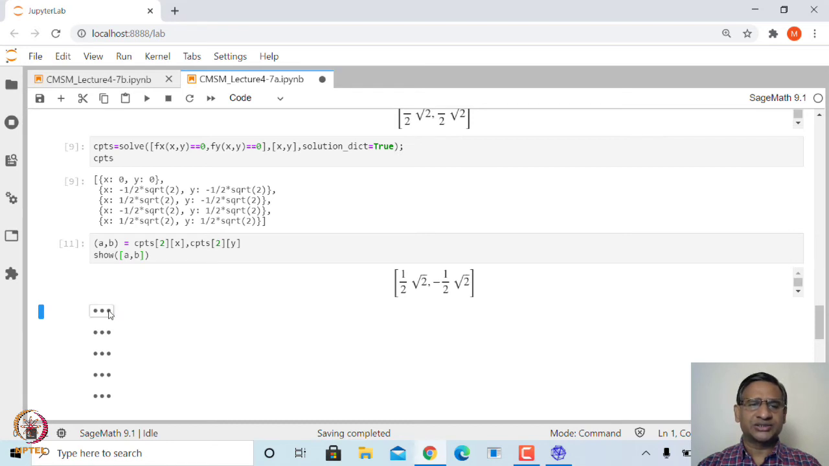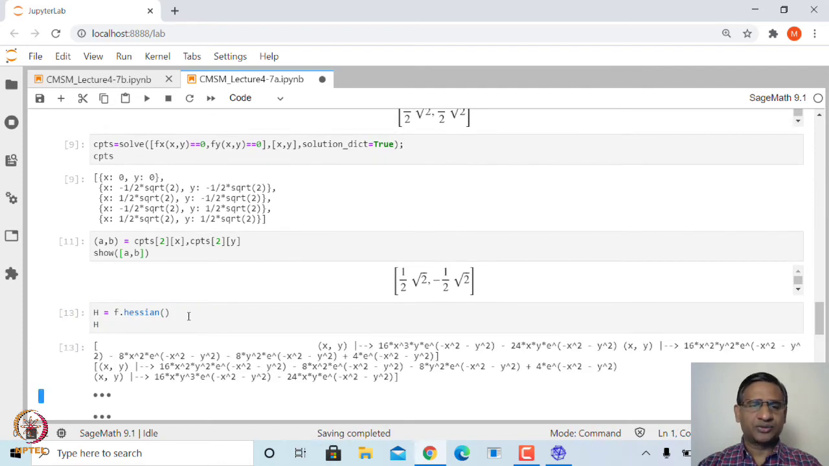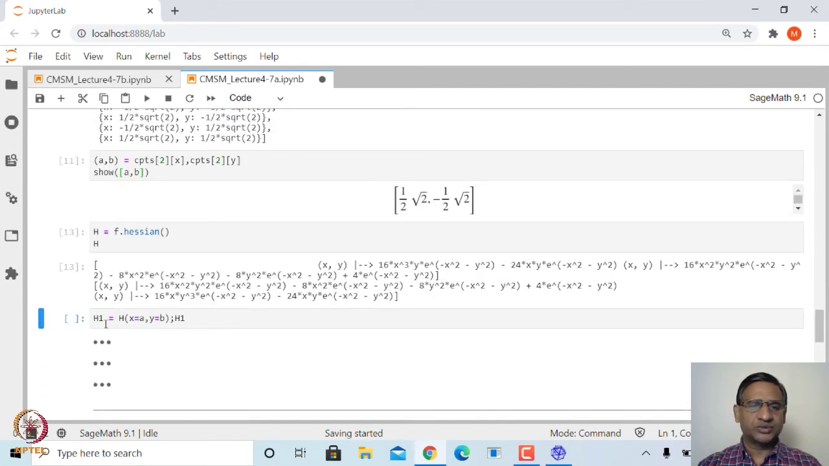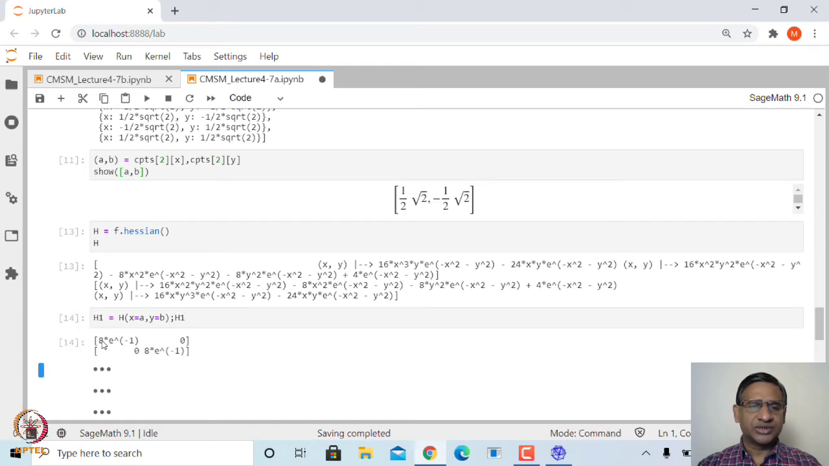At this critical point, let us look at what the Hessian is. You can obtain the Hessian in SageMath just using the f dot Hessian command. That will give you the Hessian as a function of x y. Now you can evaluate this Hessian at a b. Let me call that h1. H1 is Hessian h at x equal to a, y equal to b. So, that is the Hessian. It is 8 e to the power minus 1. Since e to the power minus 1 is positive, this Hessian is actually positive definite, because this term is positive and its determinant is also positive.